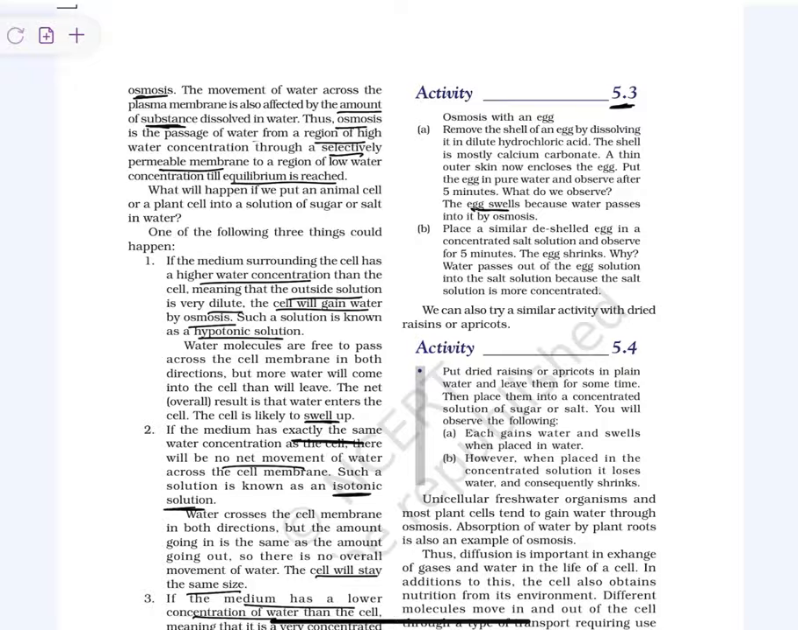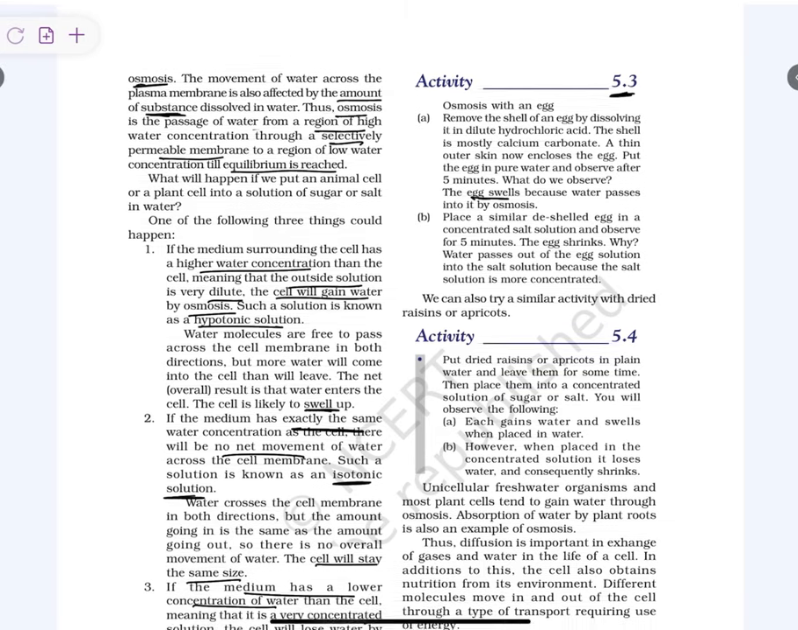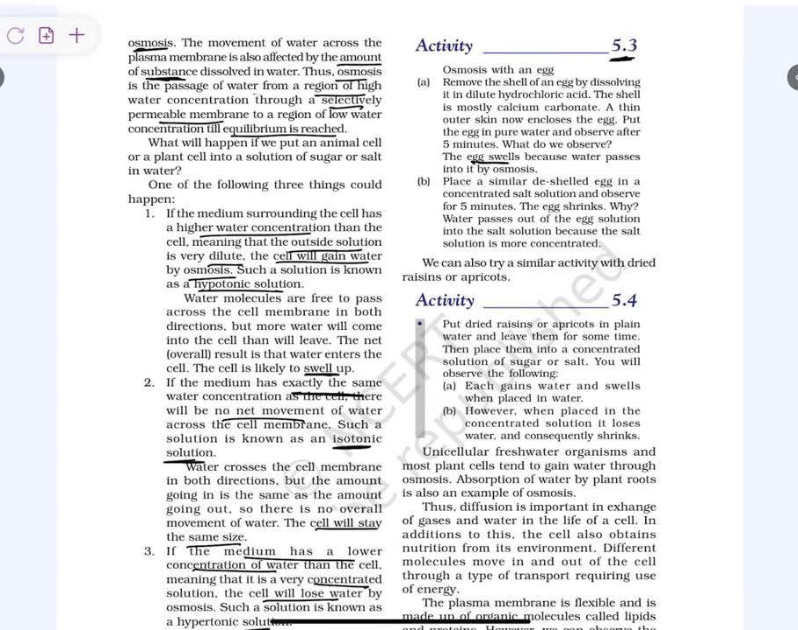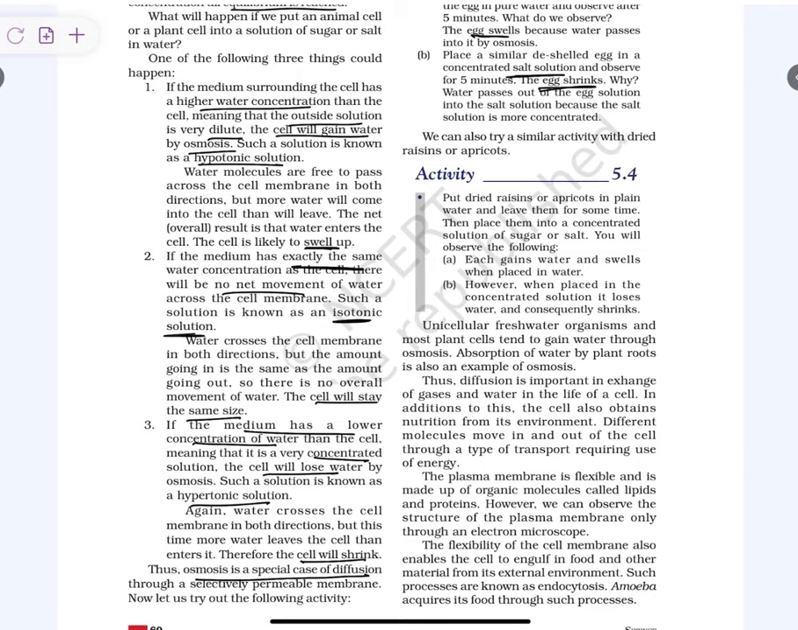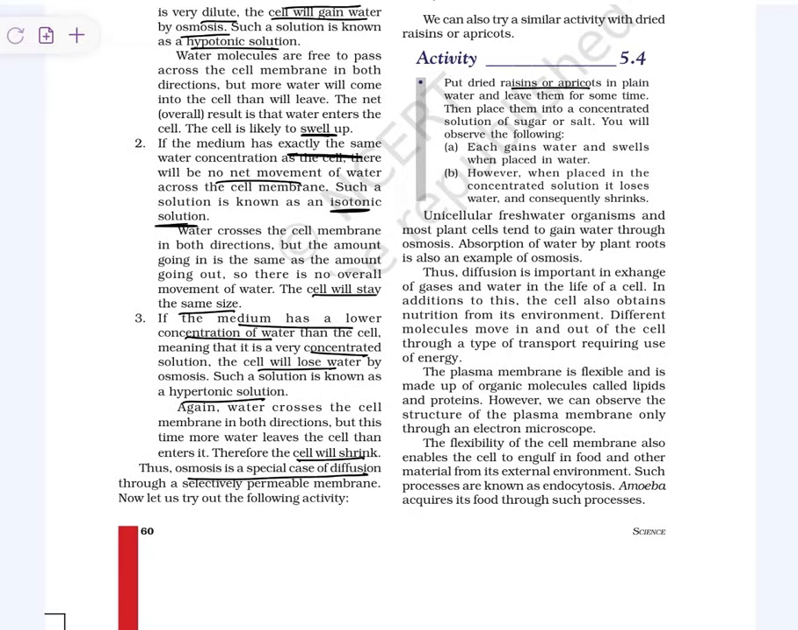सेकेंड केस में हमने उसको सॉल्ट सॉल्यूशन में रख दिया, मतलब अब हाइपरटोनिक सॉल्यूशन का केस हो गया है. तो उस केस में एग विल श्रिंक. In activity 5.4, the same activity has been done with the raisins and apricots. इसमें भी जो result होगा वो same होगा. So here are given the examples of osmosis.